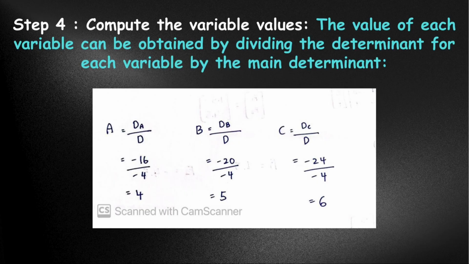Second, we will find B. B equal dB over D equal negative 20 over negative 4, and B is 5. And last, we will find C. C equal dC over D equal negative 24 over negative 4, and C is 6.